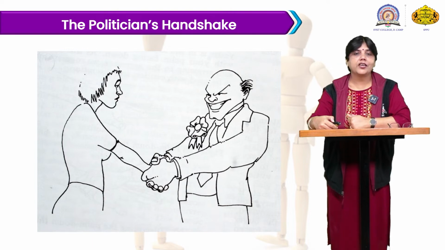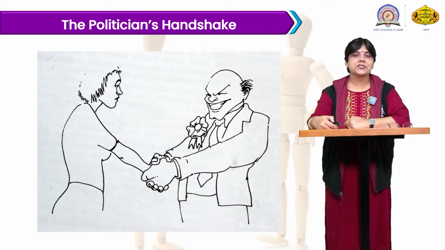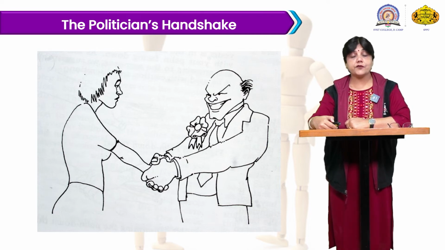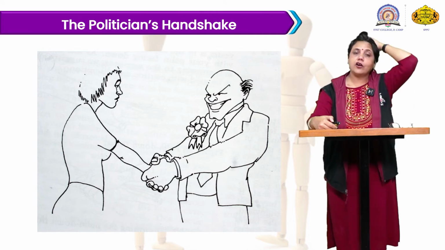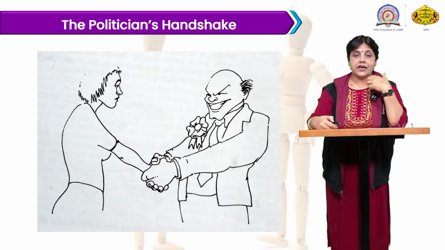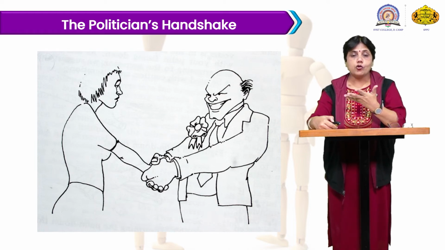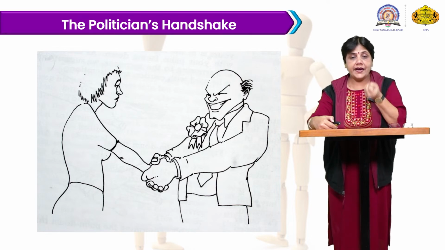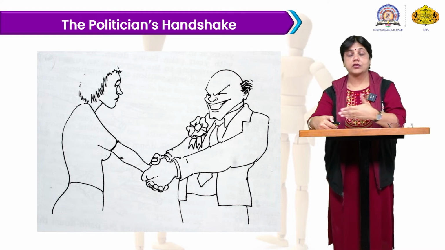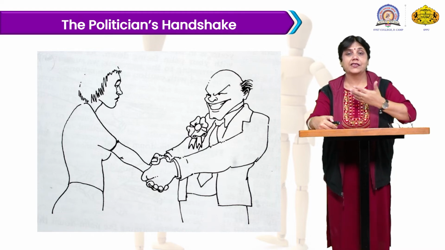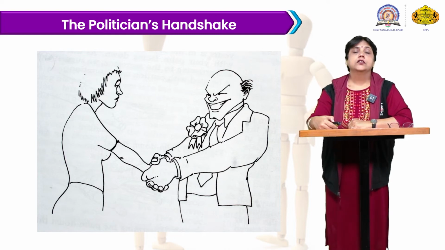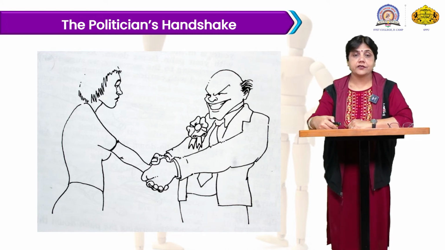Now see, the politician's handshake. Why is this particular term used? Because the person, whether he is familiar to you or not, is always in that authority. That person is using both his hands, and the other person is simply giving his complete control into the hand of that person. So this handshake is called the politician's handshake.